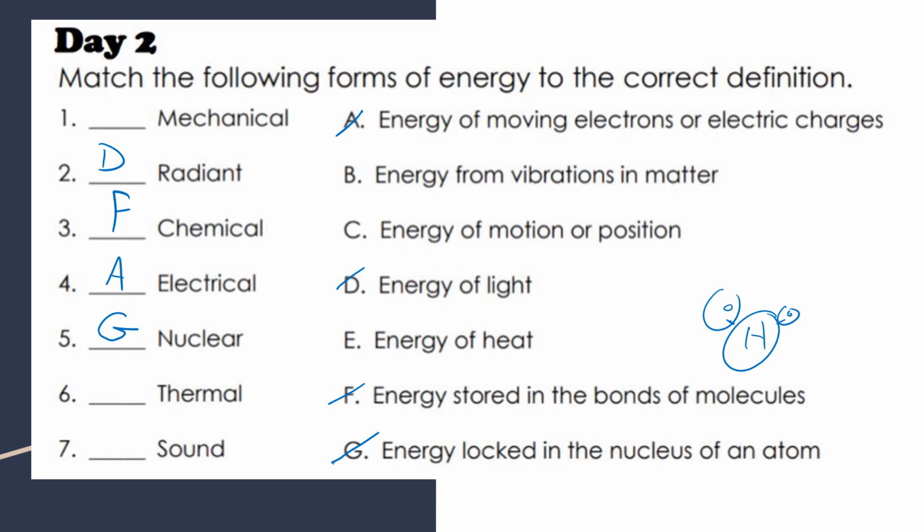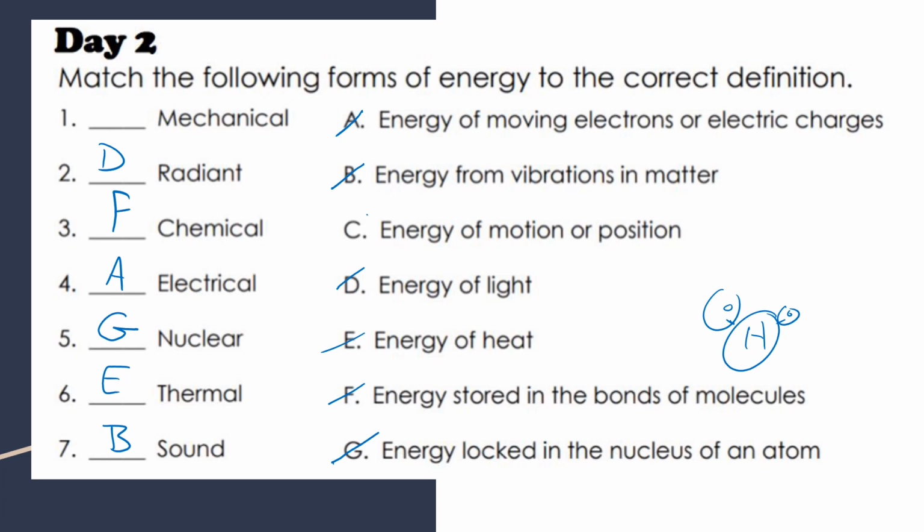Let's see here. Let's go with the next one, B. Energy from vibrations of matter. That is sound energy. Anytime you pluck a guitar string, you'll notice the string is vibrating. When you speak or sing, your vocal cords are creating a vibration, so all sound is produced by vibrations. This one right here is going to be E. Thermal energy is the energy of heat.